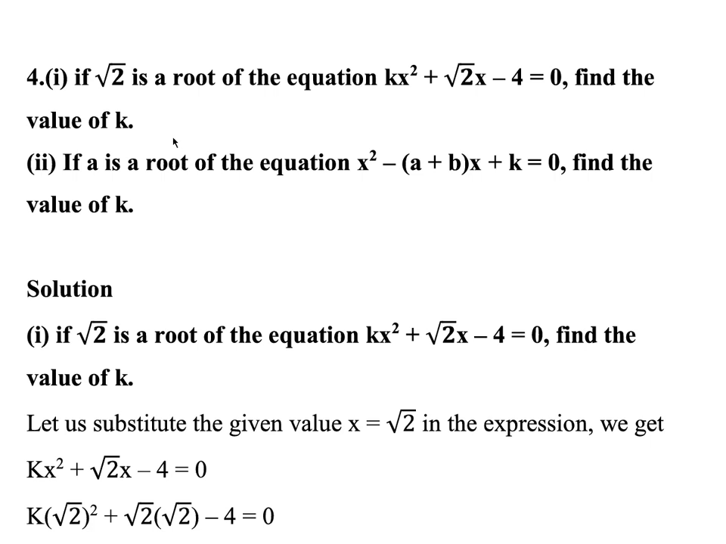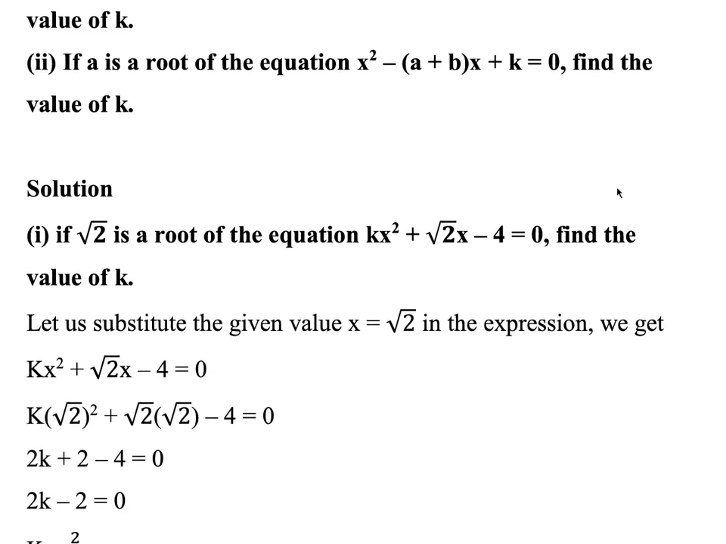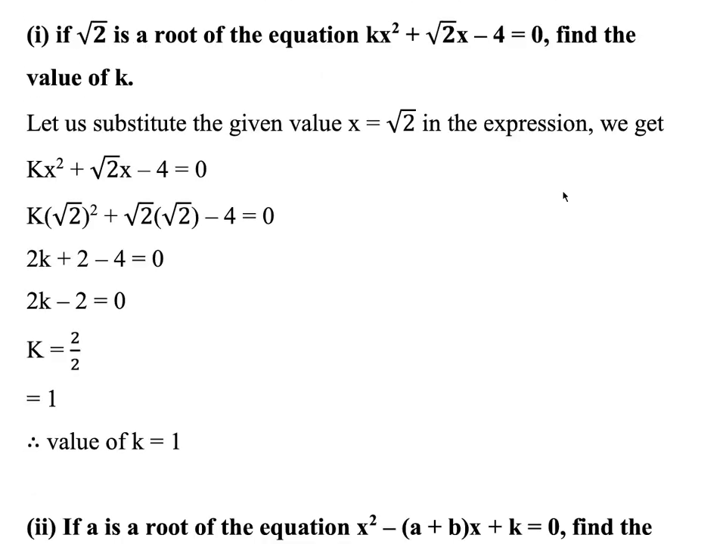Let's come to the next problem. If root 2 is a root of the equation kx square plus root 2x minus 4 is equal to 0, find the value of k. And question number 2, if a is a root of the equation x square minus (a plus b) into x plus k is equal to 0, find the value of k. So let's solve one by one.